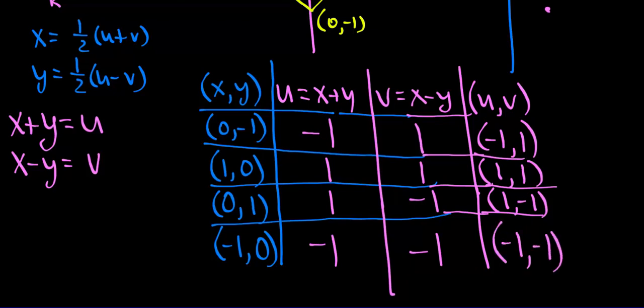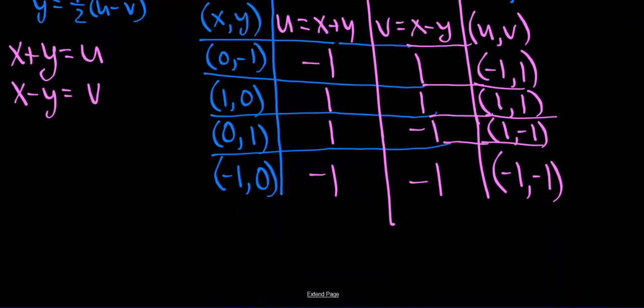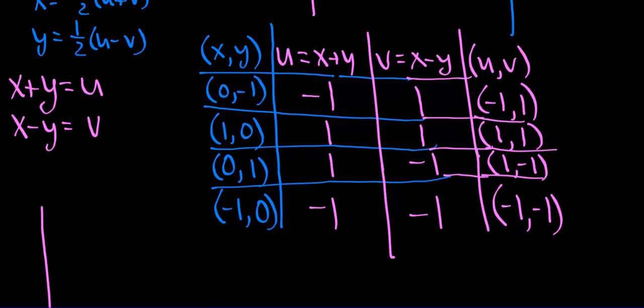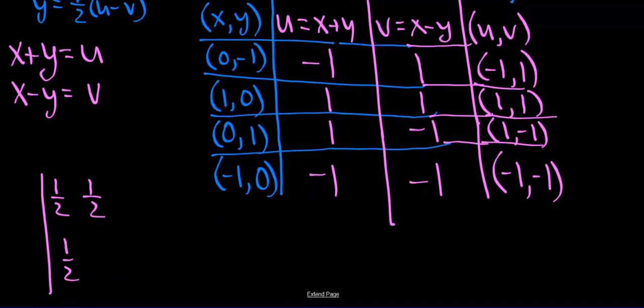Okay, so look at this. There. Now this is my region. So things have changed a little bit. Now, I'm going to integrate over that, but I need the Jacobian. So the Jacobian is going to equal partial x with respect to u, partial x with respect to v, partial y with respect to u, partial y with respect to v.